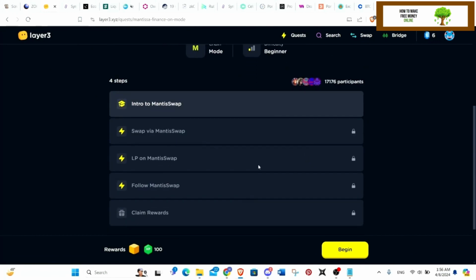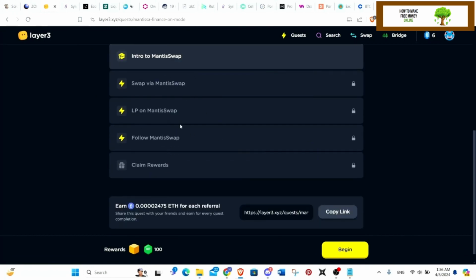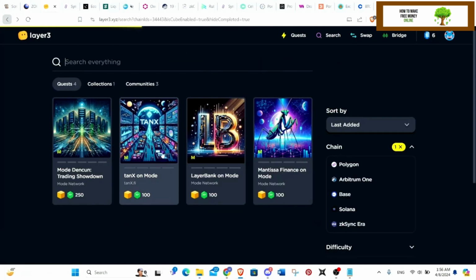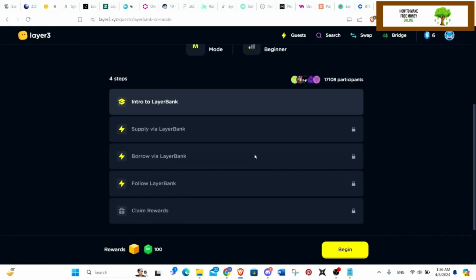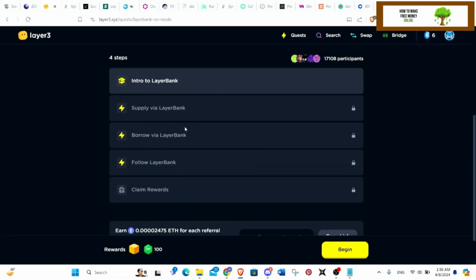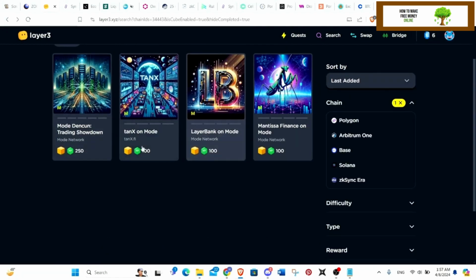Mantissa, let's see this one. Intro to Swap via Mantissa, LP on Mantissa. Oh, LP. No, LP is gonna be a bit hard and I don't have much money. Layer Bank, supply via Layer Bank, borrow via Layer Bank. I'm gonna do that later.